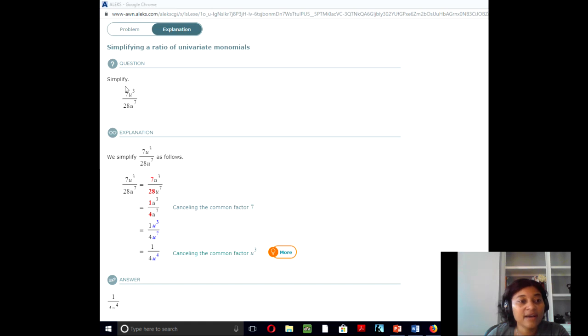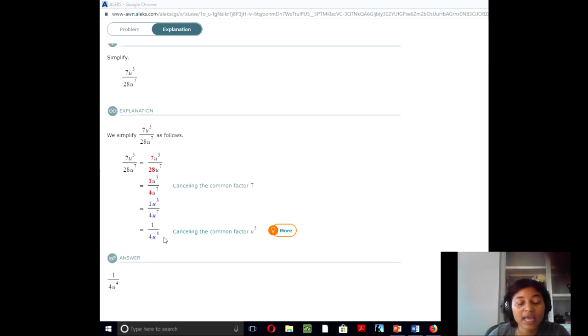So 7 will go into 7 one time, so you'll put a 1 there. And then 7 will go into 28 4 times, so you'll put a 4 at the bottom. And then 7 minus 3 will give you an exponent of 4. So your answer is 1 over 4 u with an exponent of 4.